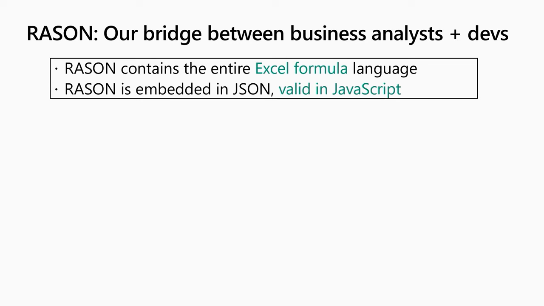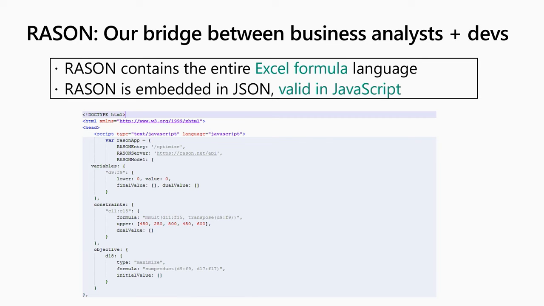Rason's sort of on the level of MATLAB, if you've ever used something like that. And if you had ever come from our domain, you would hear about things like GAMS and AMPL and AIMS and so on. These are high-level modeling languages. Rason is a similar high-level language, but you can do essentially anything that you could do in Excel, use all 500 Excel, or whatever the number is, built-in functions in Rason. And the second thing is that Rason is embedded in JSON and valid in JavaScript.